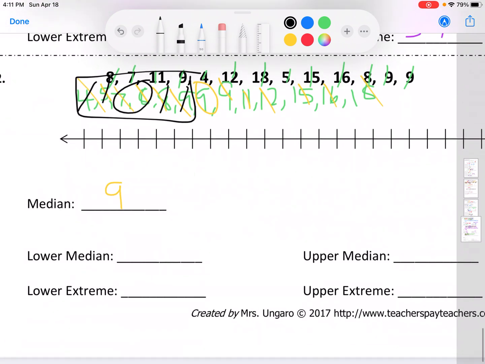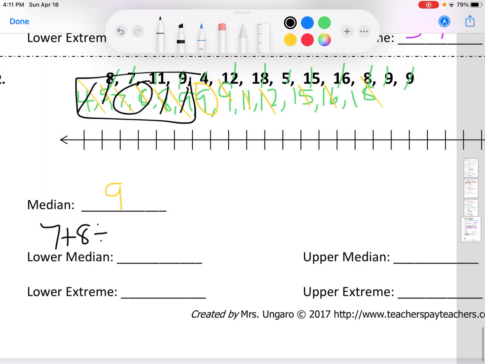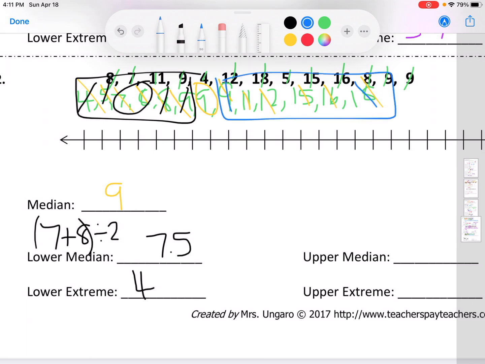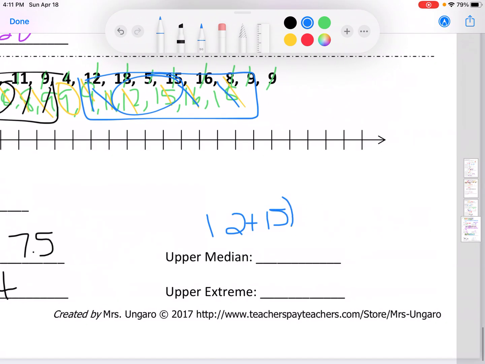Then I find the median of the lower half. Two numbers are in the middle. So 7 plus 8 divided by 2. I get 7.5. Remember, you have to add before you divide. Then I'm going to find the lower extreme, or the minimum. I get 4. Find the median of my upper half. Two numbers in the middle. So I get what? 27 divided by 2, 13.5. My upper extreme is 18.